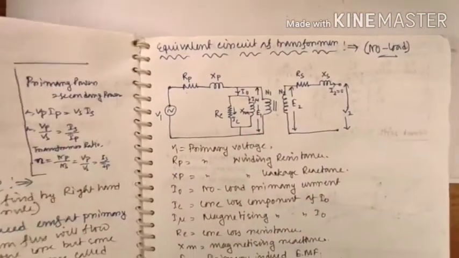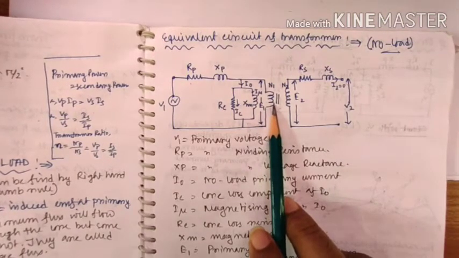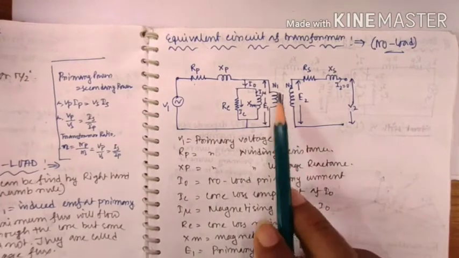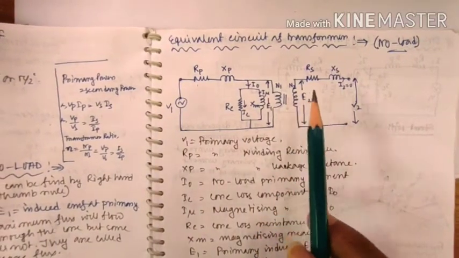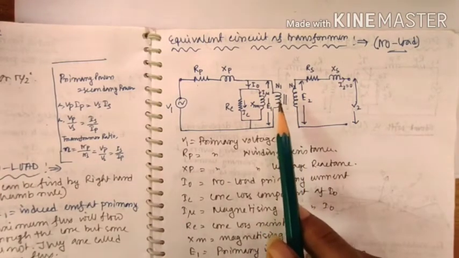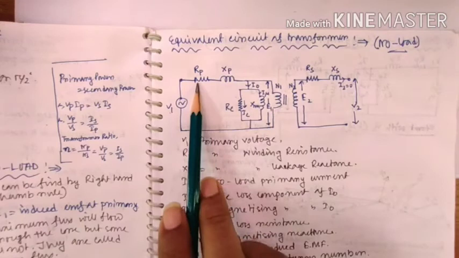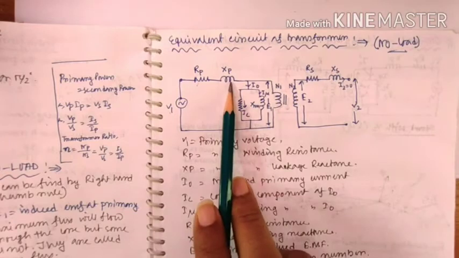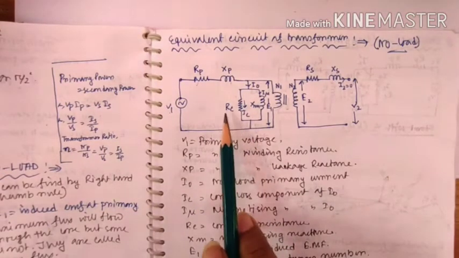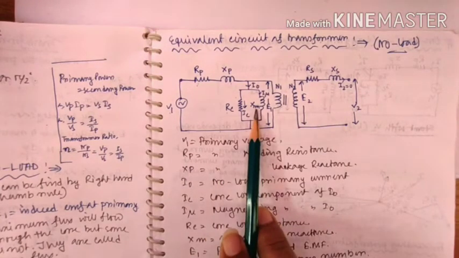So our basic target of this discussion was to explain the equivalent circuit of the transformer with no load condition. This is the primary winding, this is the secondary winding. They are electrically isolated but magnetically coupled. V1 is the given excitation to the primary winding. RP is the primary winding resistance. XP is the primary winding reactance. RC is the loss component. XM is the magnetizing reactance.